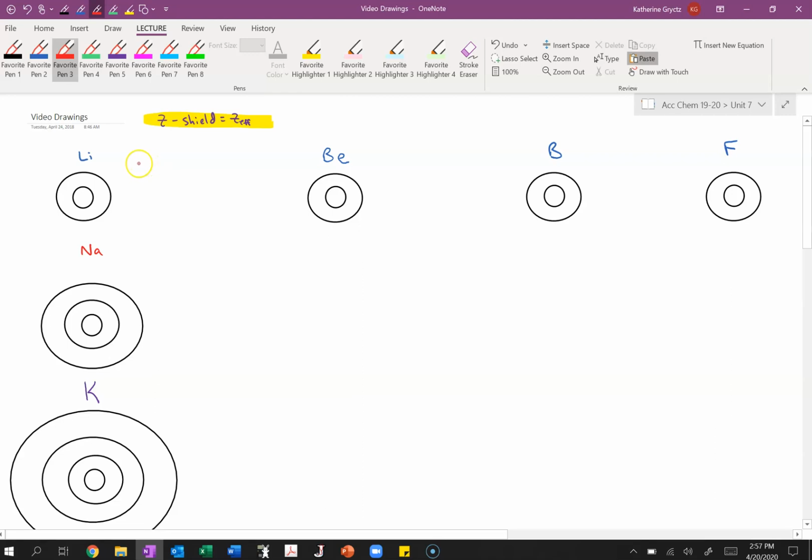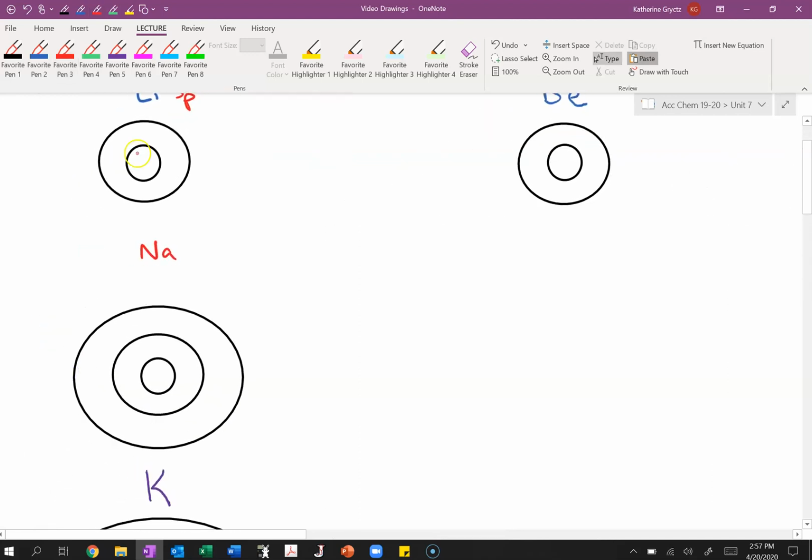So if you look at lithium on the periodic table, lithium has 3 protons. Its 3 protons are going to be located in the nucleus, right in the middle.